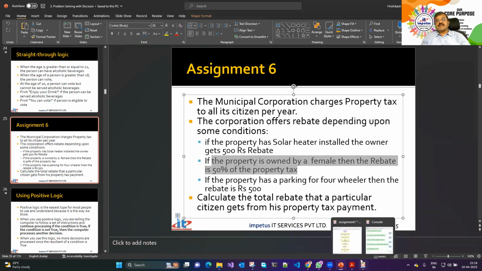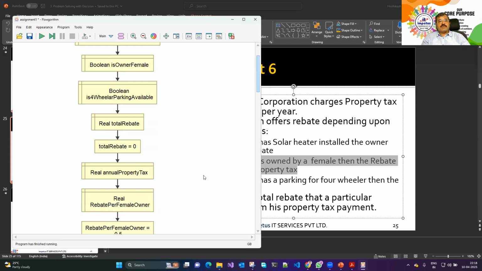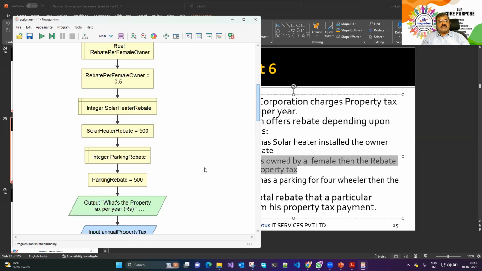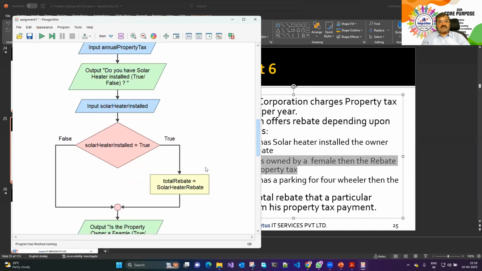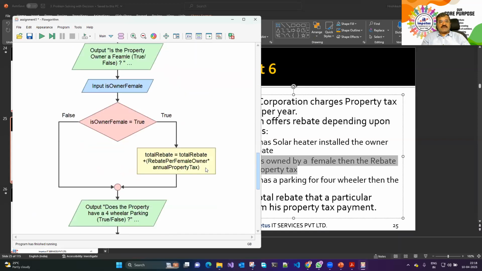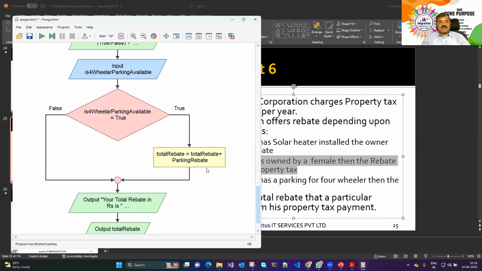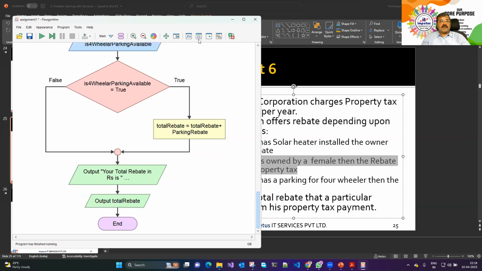We have seen both cases. We followed both courses of action, that means when the condition was true and when the condition was false. And we have checked whether it is giving us the right answer. So this was the solution for that particular problem statement. Now, if you have any questions, please ask.